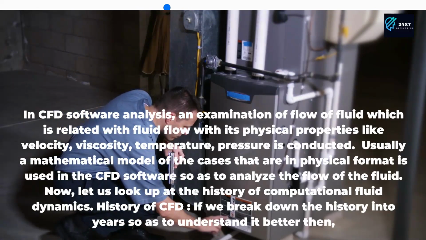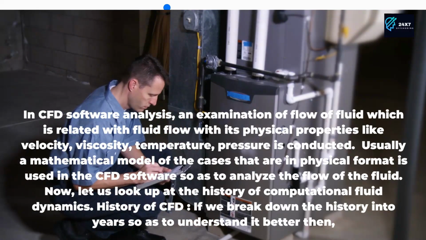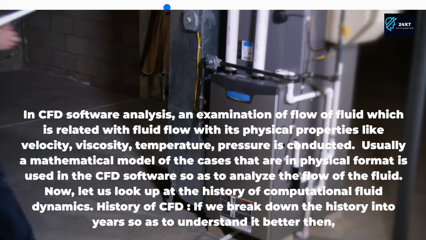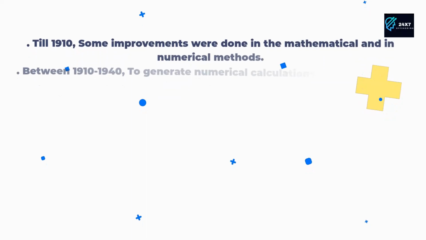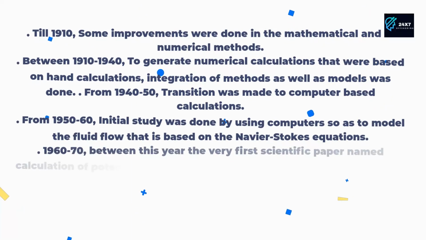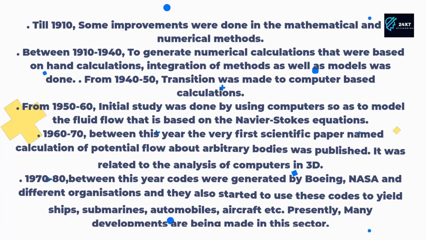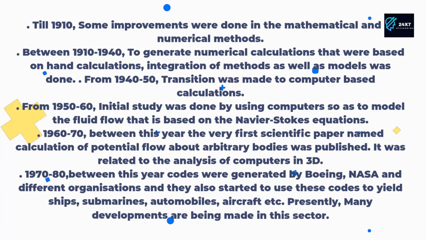Now, let us look at the history of computational fluid dynamics. History of CFD. If we break down the history into years so as to understand it better: till 1910, some improvements were done in the mathematical and numerical methods. Between 1910 and 1940, integration of methods as well as models was done to generate numerical calculations that were based on hand calculations. From 1940 to 1950, a transition was made to computer-based calculations.